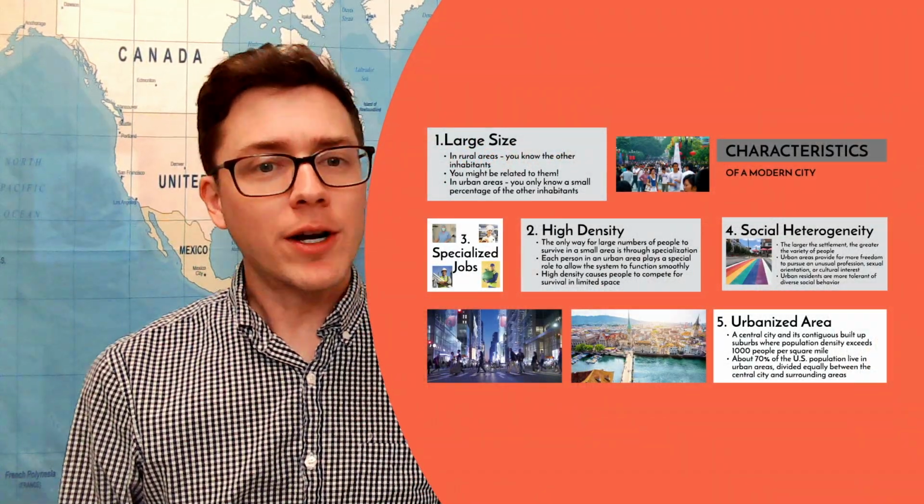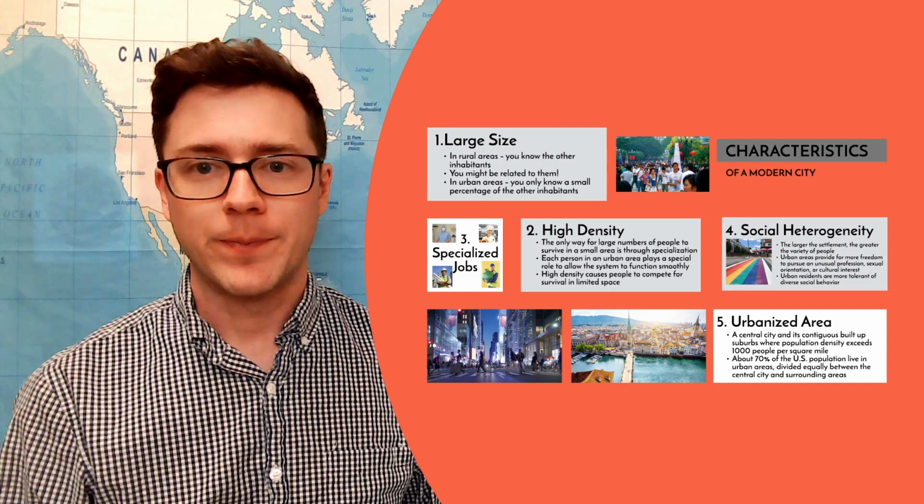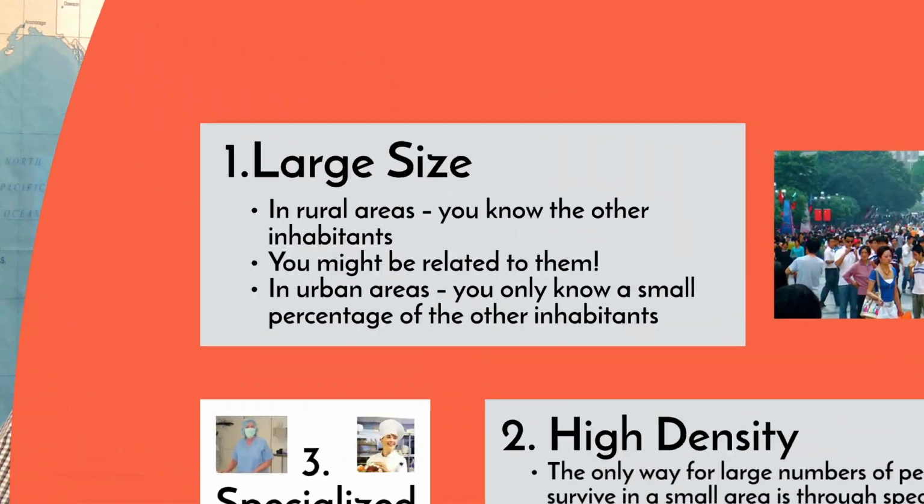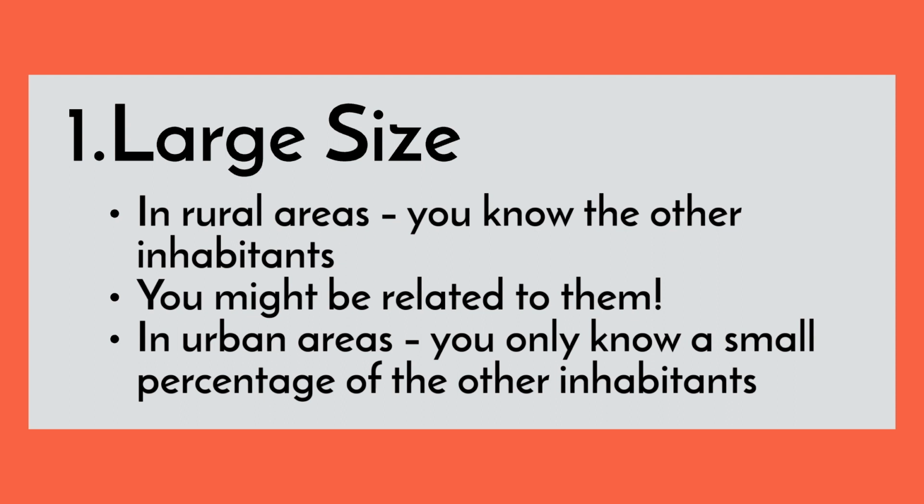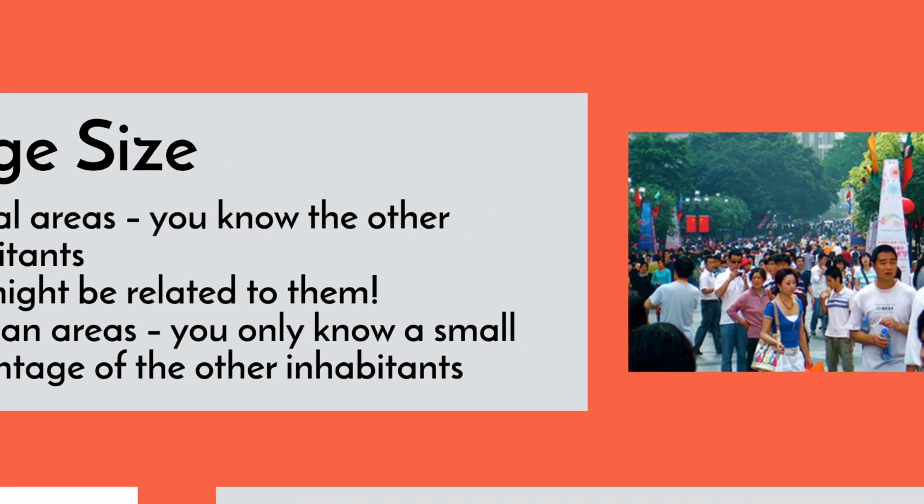So the characteristics of a modern city. There are a lot of things we need to know about what makes a modern city special. One is the large size. So in rural areas, you typically know your neighbors. You know who lives there because it's a smaller population. You might even be related to a lot of them. In urban areas, you only know a small percentage of the other inhabitants. So there are a lot of people in large urban areas, and you'll probably only know a small percentage of them.